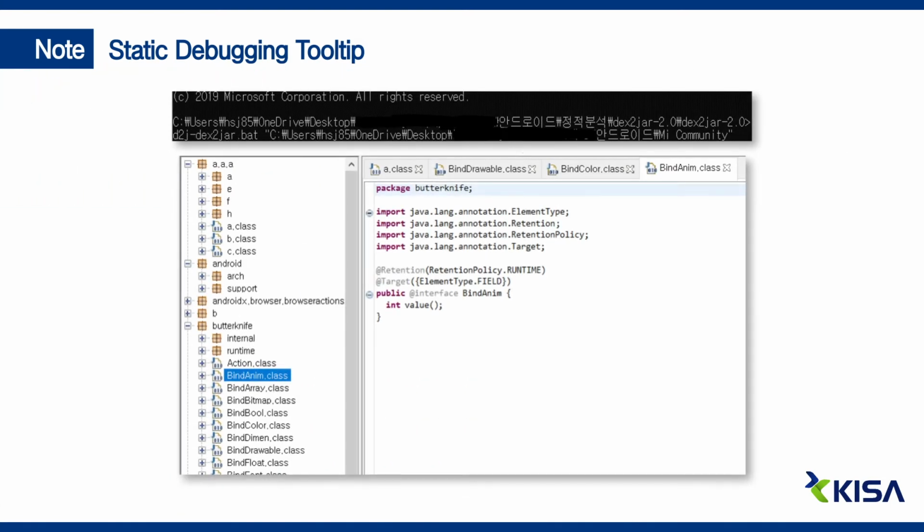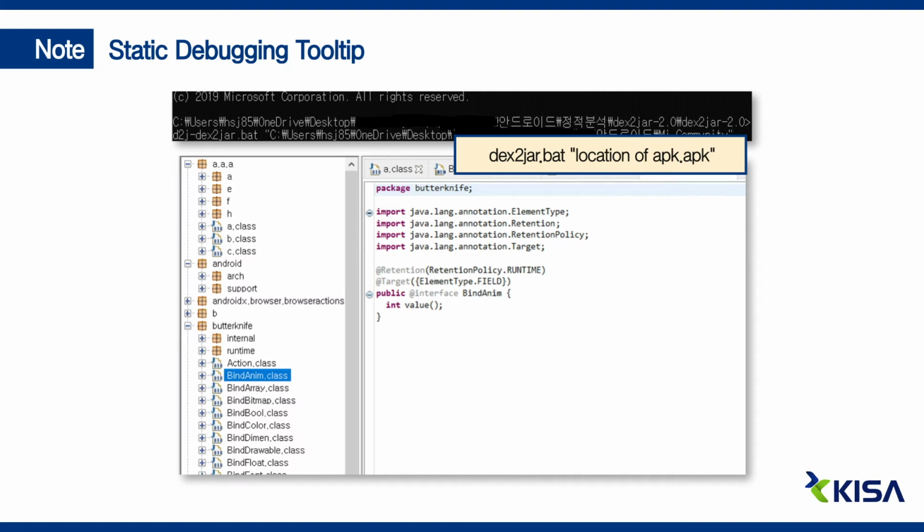Finally, extract the jar file from the apk file using dex2jar. The command is dex2jar.bat, location of apk.apk. After you execute the command, you'll be able to see the source code as shown in the picture when you attach the jar file using JD-GUI.